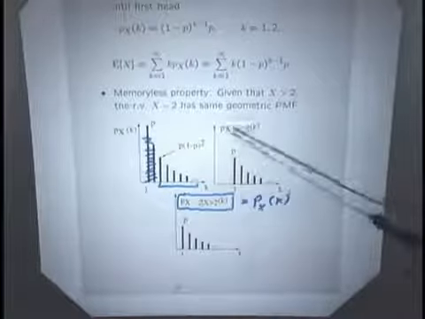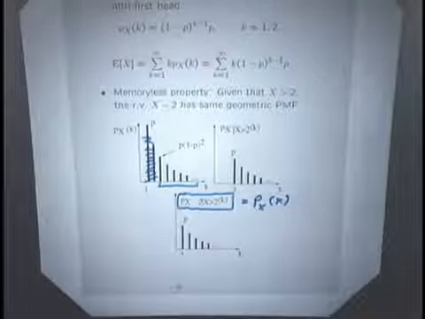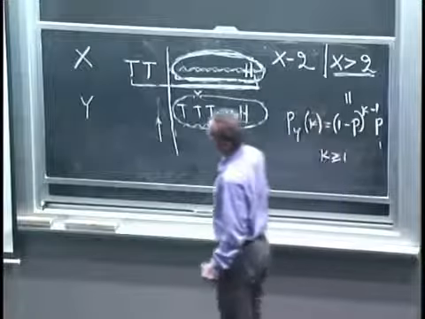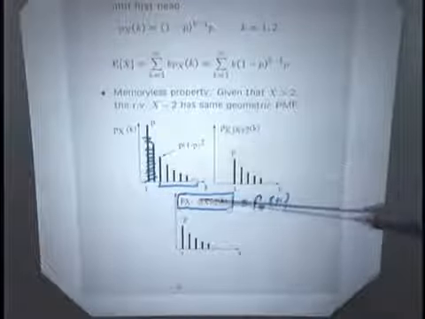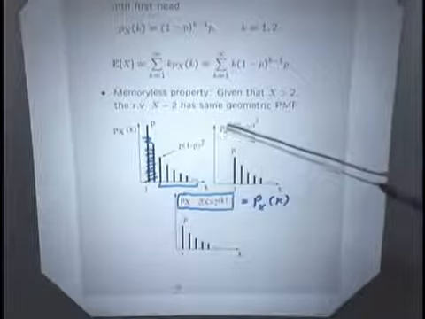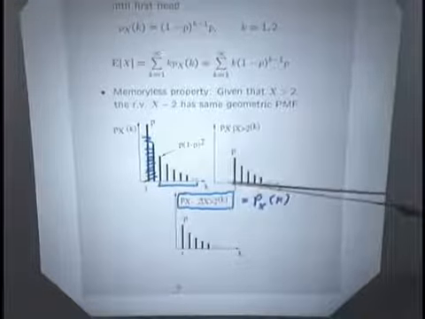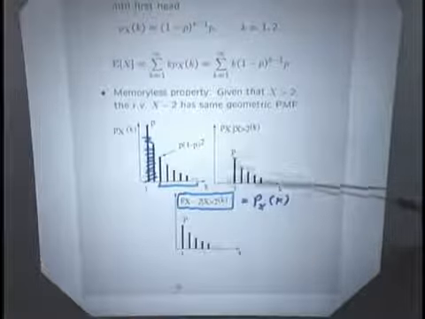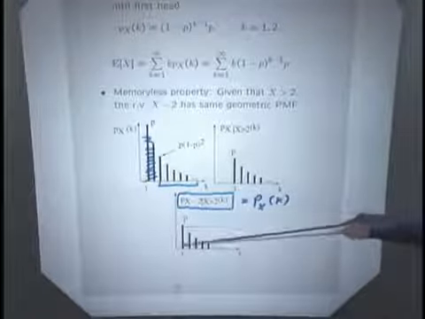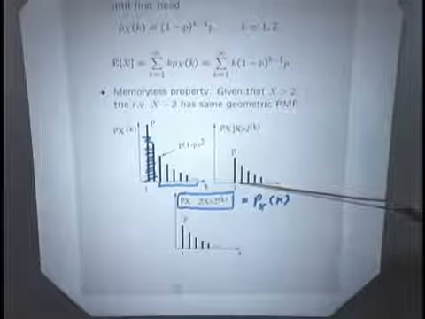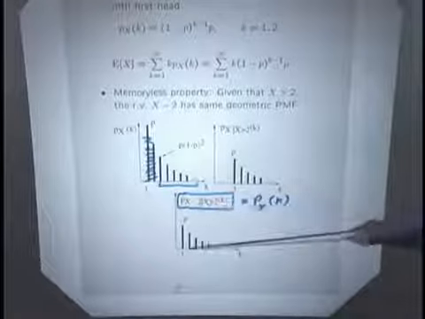But we're talking here not about x, we're talking about the remaining number of heads. Remaining number of heads is x minus 2. If we have the PMF of x, can we find the PMF of x minus 2? Well, if x is equal to 3, that corresponds to x minus 2 being equal to 1. So this probability here should be equal to that probability. The probability that x is equal to 4 should be the same as the probability that x minus 2 is equal to 2.